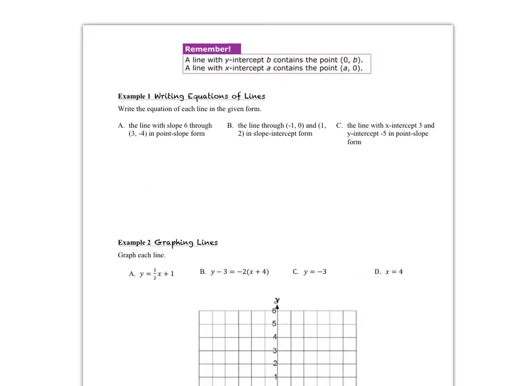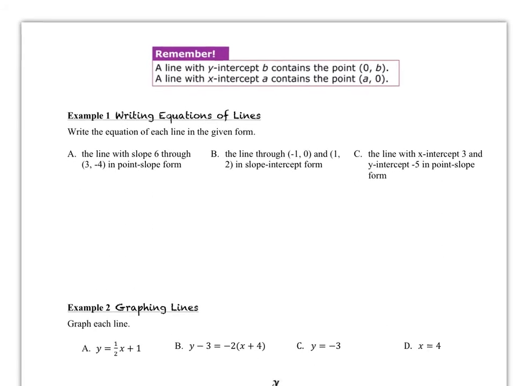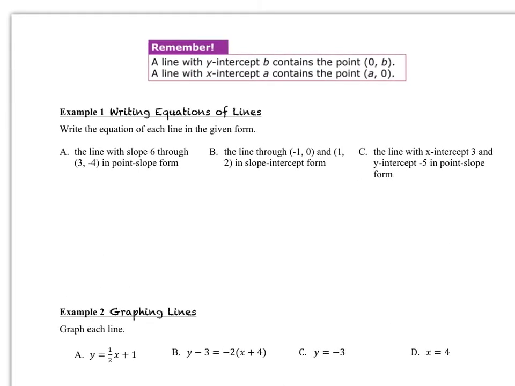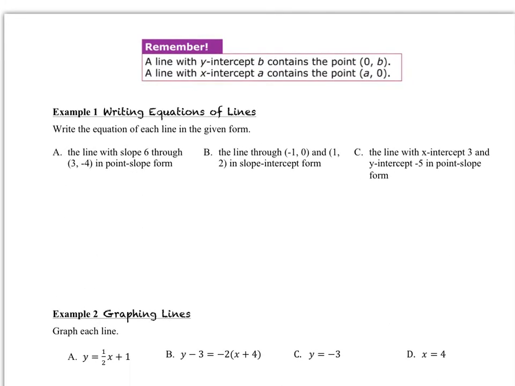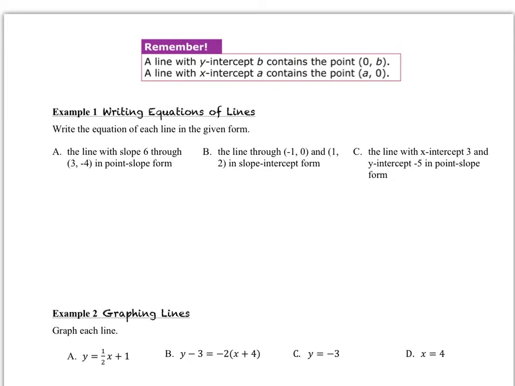We can see the reminder up at the top that says a line with a y-intercept of b contains the point (0, b), and a line with an x-intercept of a contains the point (a, 0). So we need to just keep that in mind when we're trying to find the slopes and/or when we're trying to write the equations of a line.